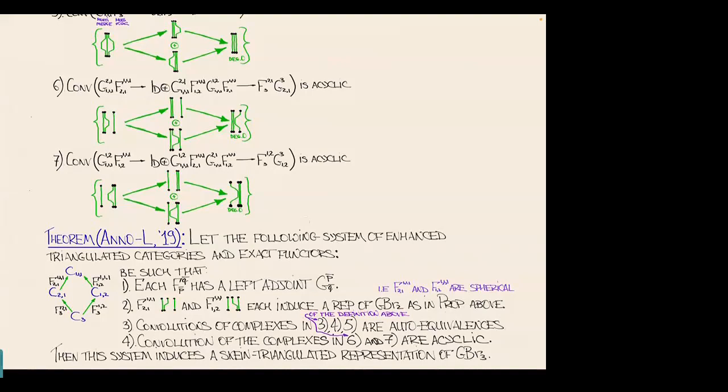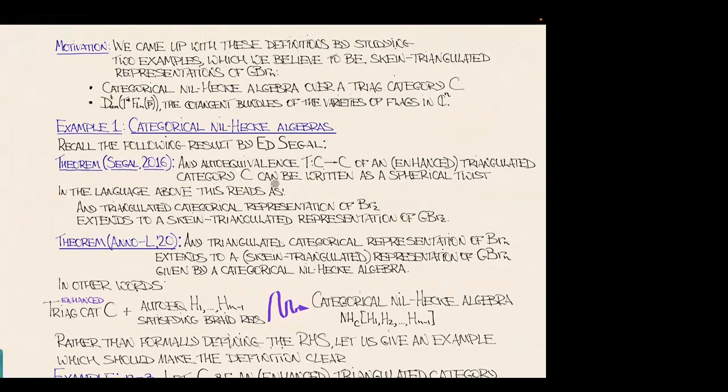So what are these examples which we are motivated by, which we believe we have for arbitrary N, which we model our theory on? So, motivation. We came up with these definitions by studying two examples which we believe to be skein-triangulated representations of GBRN. First is the categorical Neel-Hecke algebra over an arbitrary enhanced triangulated category. Second is the one I've mentioned on the very first slide. These are derived categories of full cotangent bundles of partial flag varieties in CN.